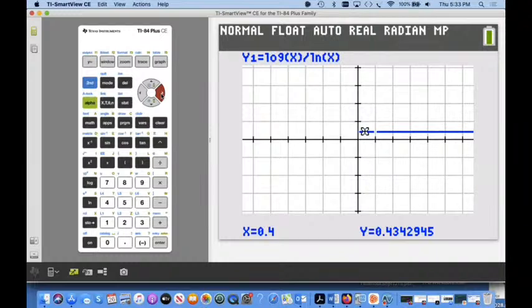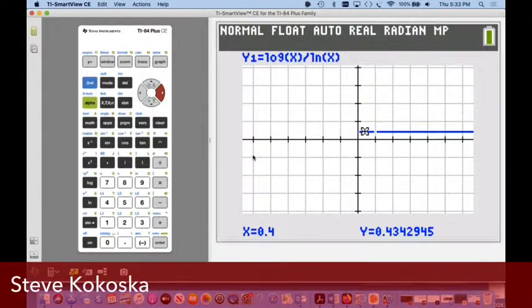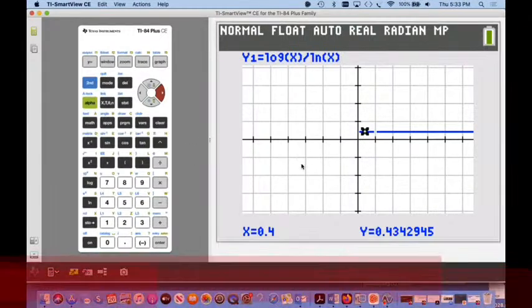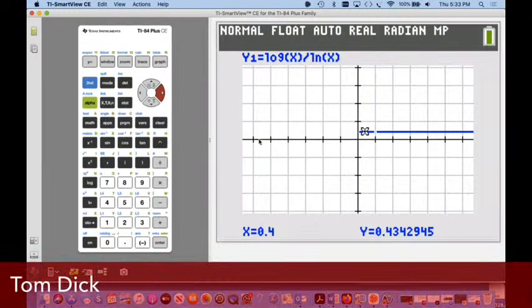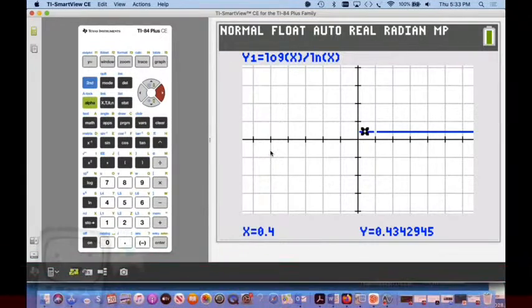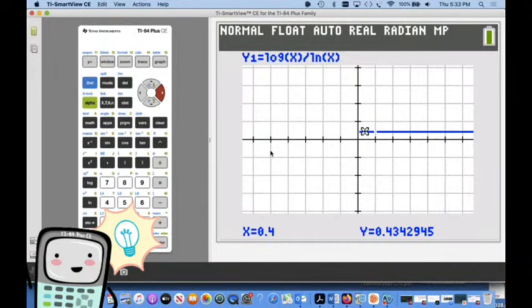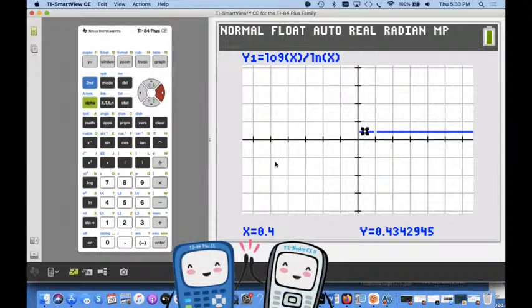It's this 0.43429. I think somebody in the audience offered that it had to be something a little bit less than half, so it's really looking good. In fact, I think somebody identified what number that would actually be. I think it was going to be the common log of e? Okay, log base 10 of e. Well done.